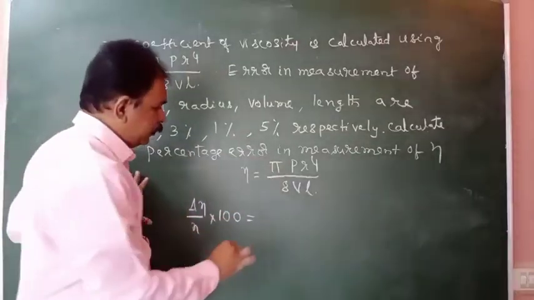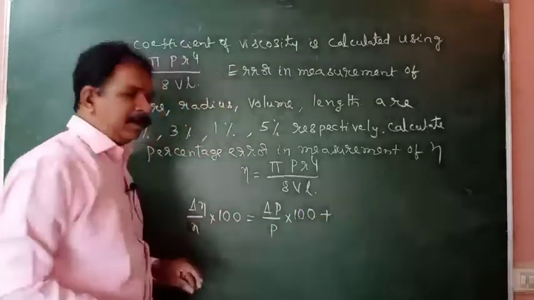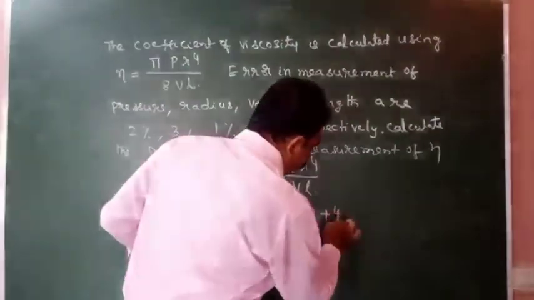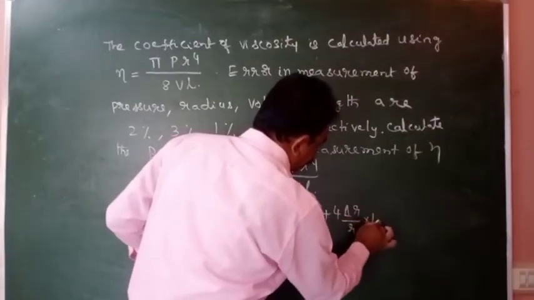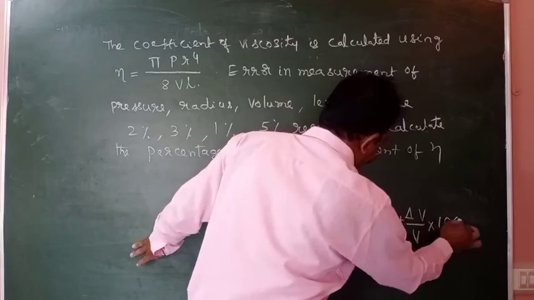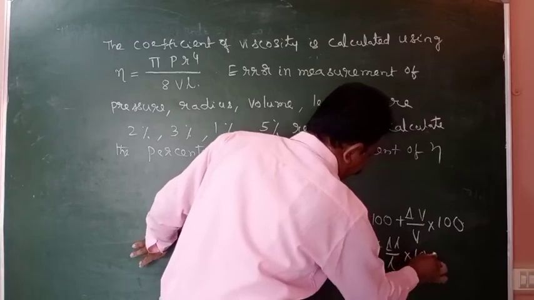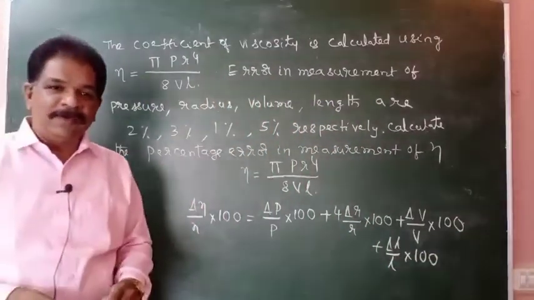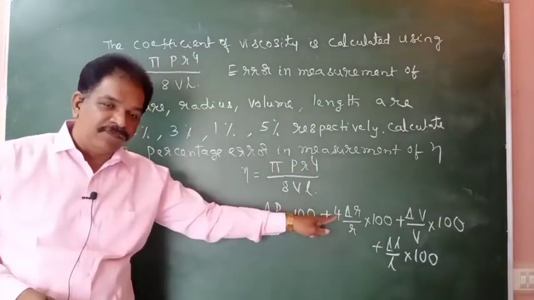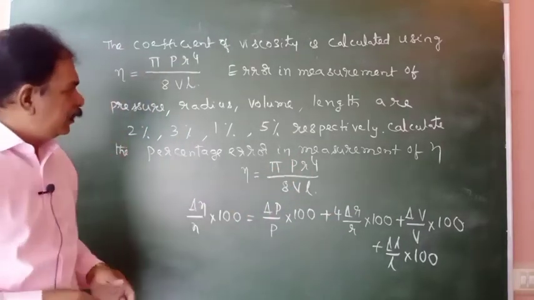Pi is constant. P power 1 is there, so delta P by P into 100. R power 4 is there, so 4 into delta R by R into 100. This is delta V by V into 100, only one power is there, plus delta L by L into 100. Like this we have to write. Clear? Here power 4 is there, that's why we have to write 4. Power 1 is there; now if you write 1 also, same will come. So calculate how much you will get.